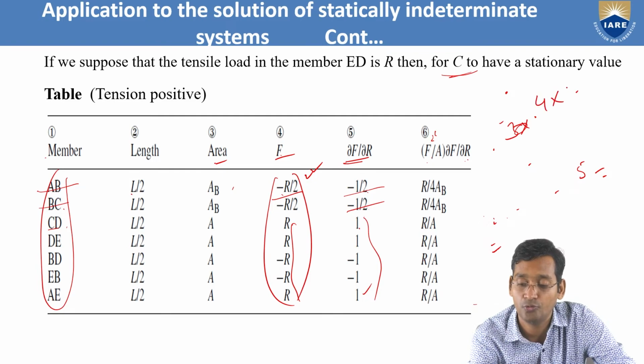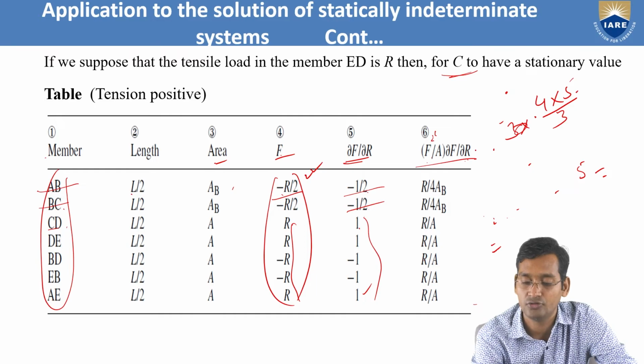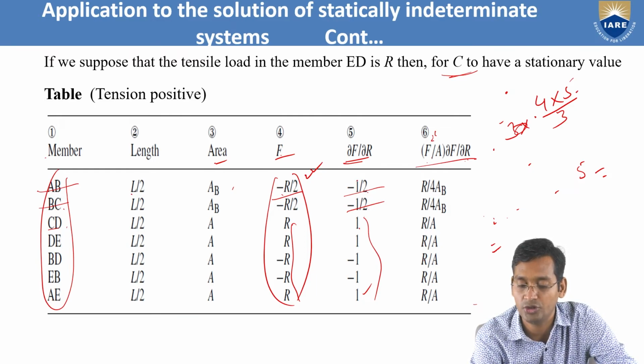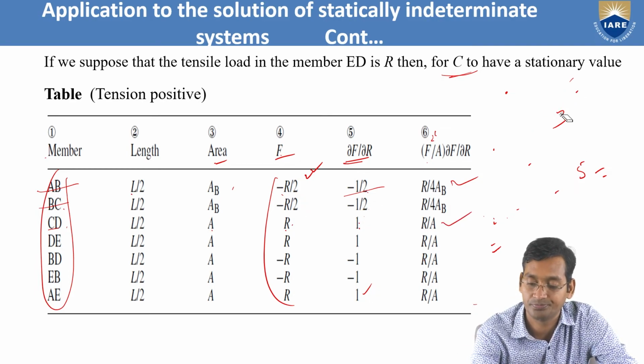4 into 5 divided by 3. This you have to do for this one. So all that is 4 into 5. So minus R by 2 into minus 1 by 2 divided by AB will give you 4RB. Similarly, R into 1 divided by A will give you RA. So now we have this one.